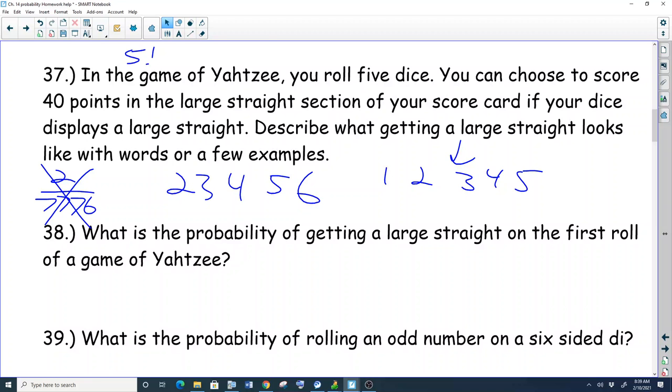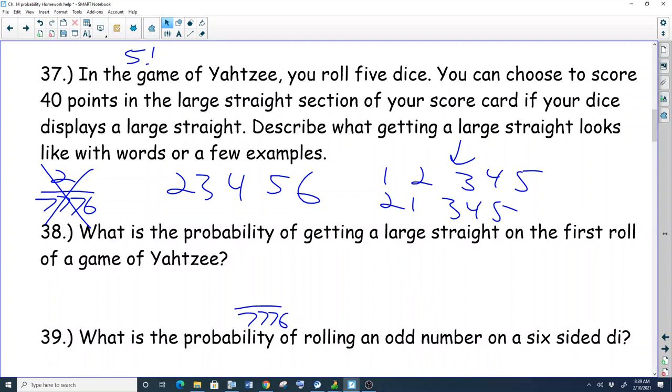So basically, for the probability, we got to count all the ways of getting a large straight, right? And then divide it by 7776. So let's count all those ways. Let's list them all. You could have 1, 2, 3, 4, 5. You could have 2, 1, 3, 4, 5. You could have 2, 1, 4, 3. No, don't list them all. It takes so long. So there's a faster way to do that, and let me show it to you.